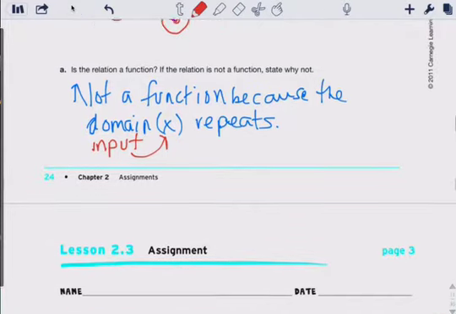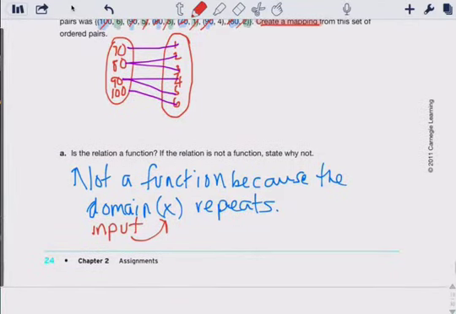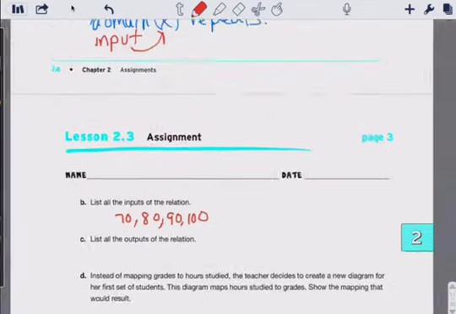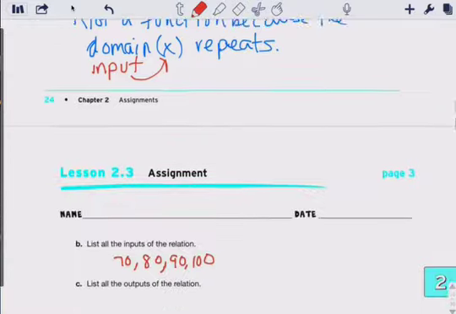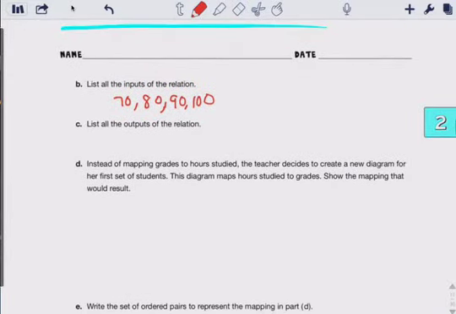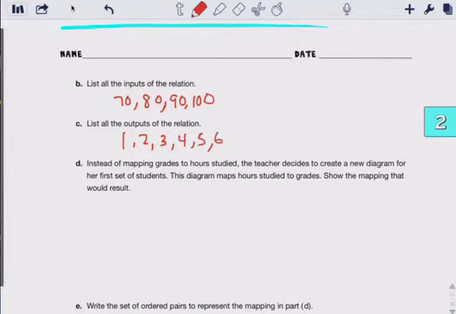List all the output. Output is the range or the y-axis. 1, 2, 3, 4, 5, 6. Okay.